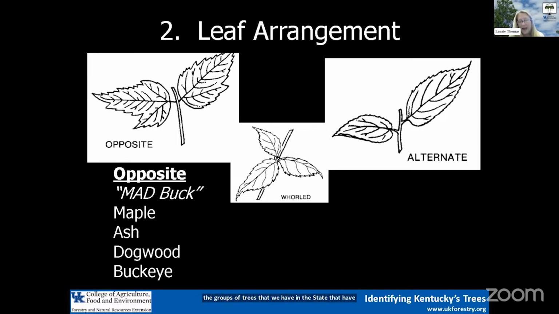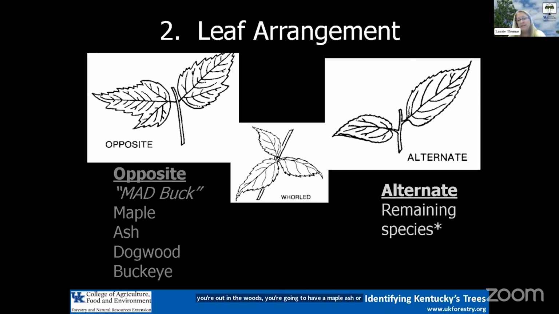Those are maples, ashes, dogwoods, and buckeyes. Now we have numerous maples, numerous ashes, numerous dogwoods, and numerous buckeyes. But if your tree has oppositely arranged leaves and it's a native tree, you're out in the woods, you're going to have a maple, ash, dogwood, or buckeye. And then most of our remaining species are alternate.